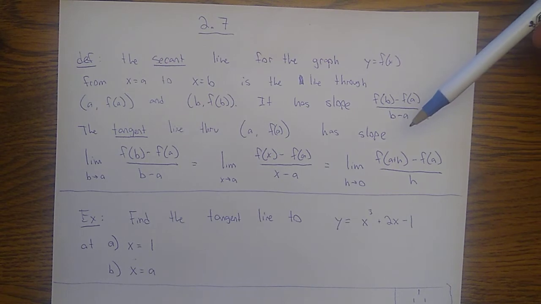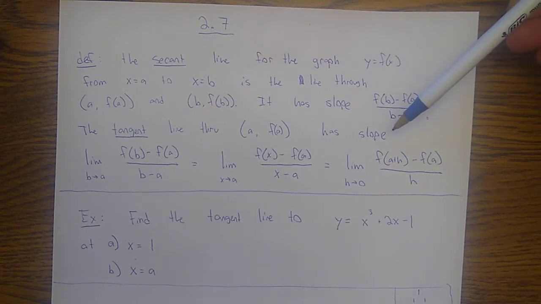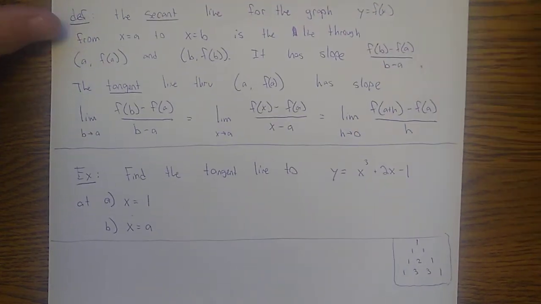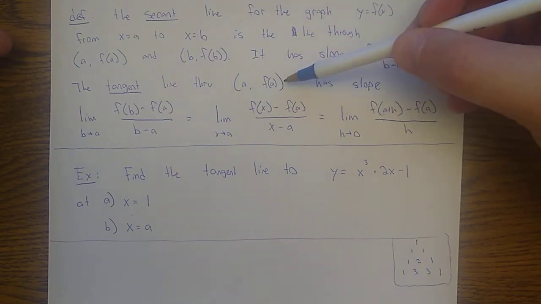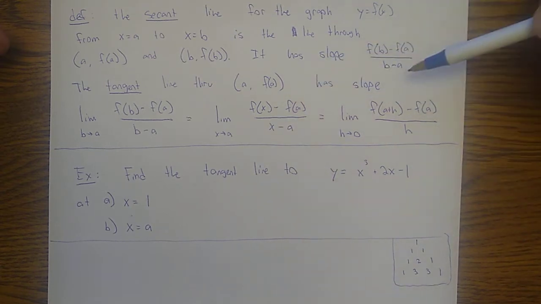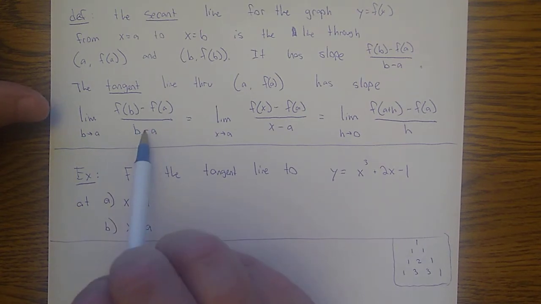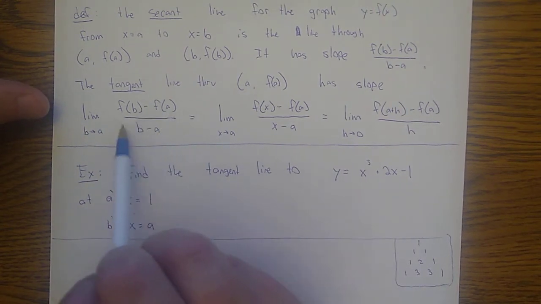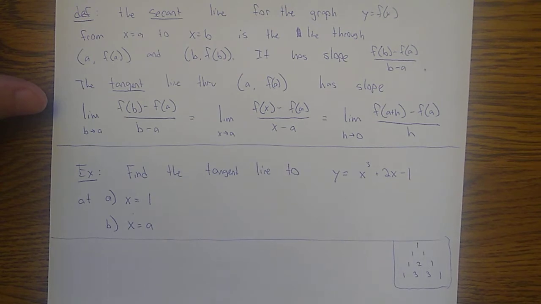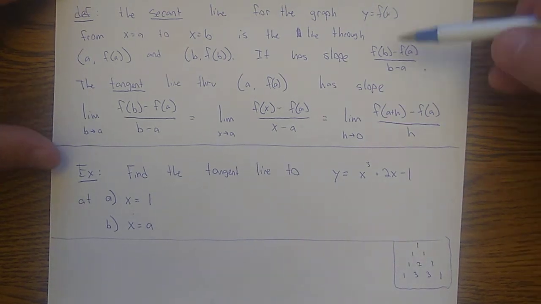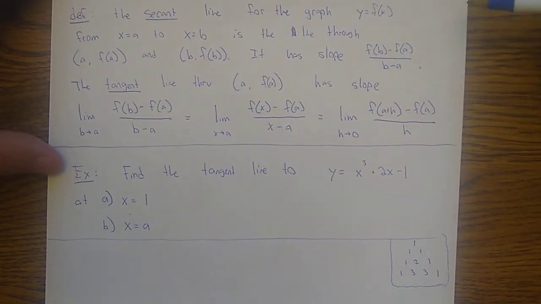What's relatively new for this section is talking about tangent lines. So a tangent line, you're only given 1 point on the graph, and the slope of it is the limit of the slope of a secant line as the 2 points get closer and closer together. So let me say that again, so maybe it's more understandable.